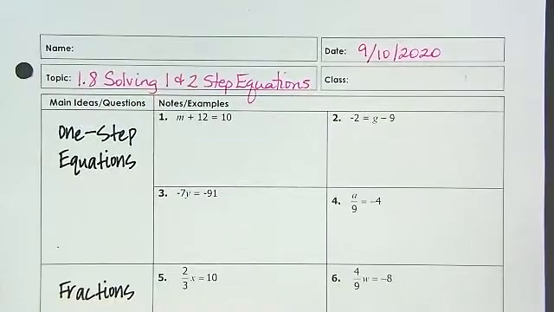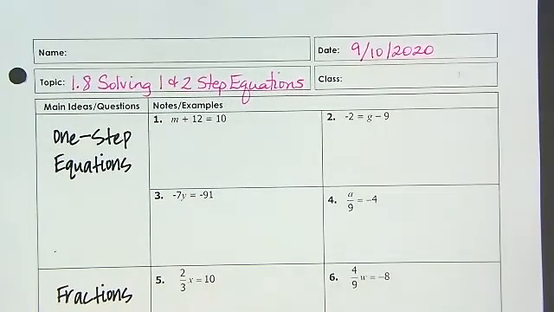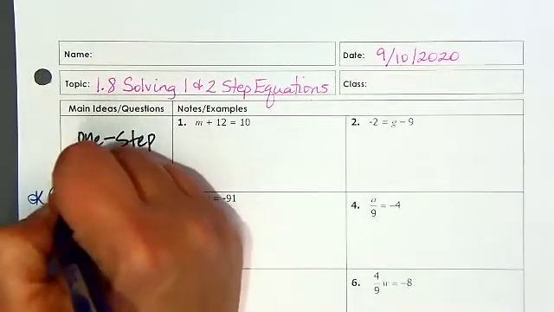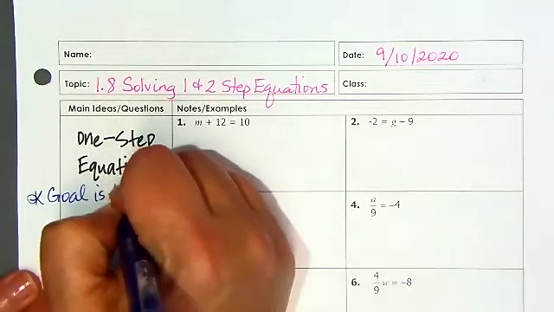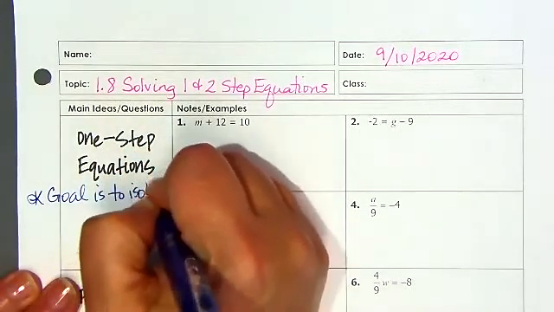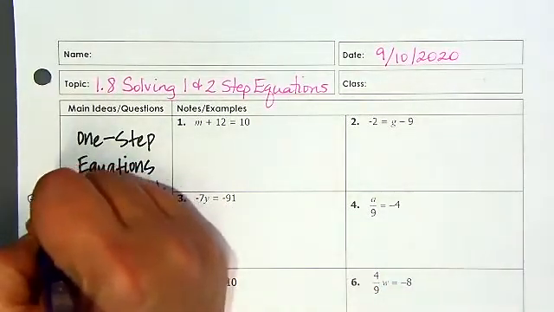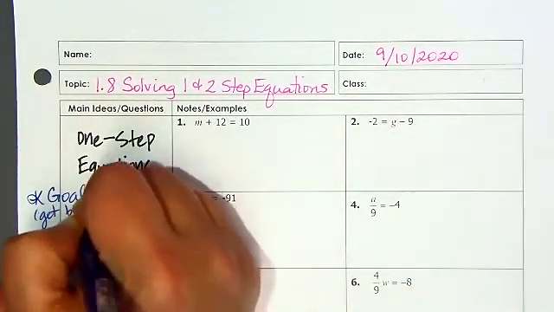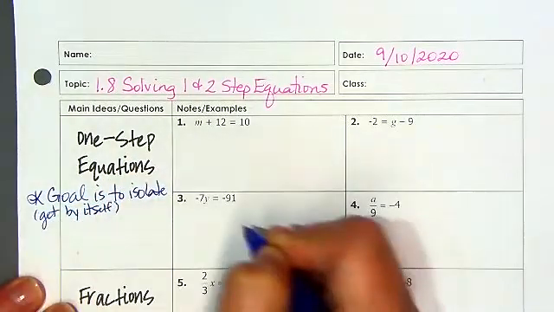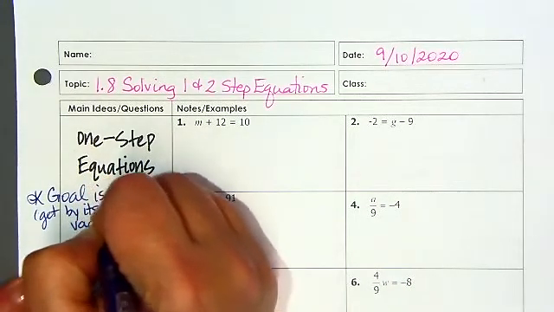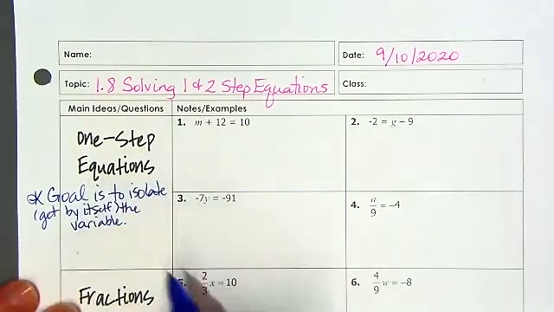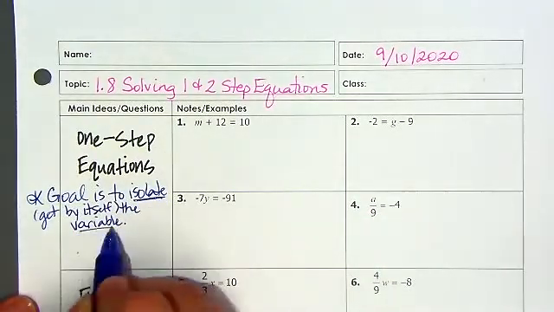Again, guys. Okay, so we're going to be covering 1-8, solving 1- and 2-step equations. Okay, a few things we want to make sure we remember. The goal is to isolate, which means get by itself, the variable. We're trying to get that letter by itself. That is my ultimate goal. Isolate the variable.